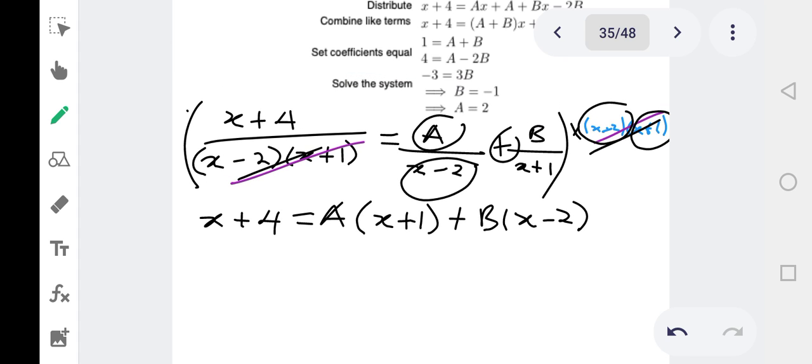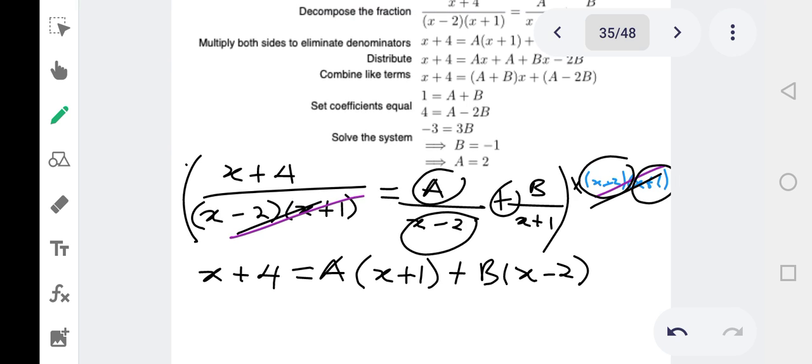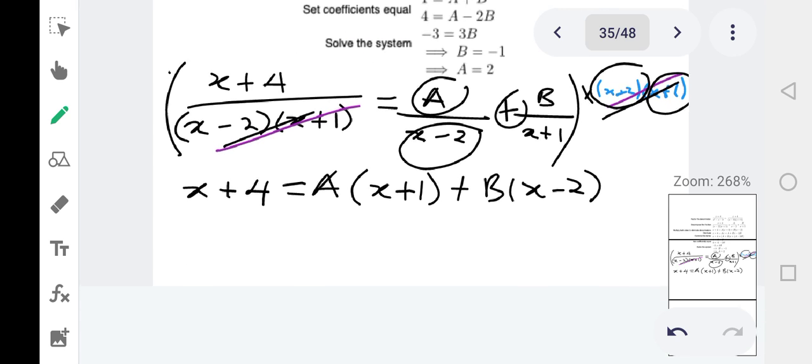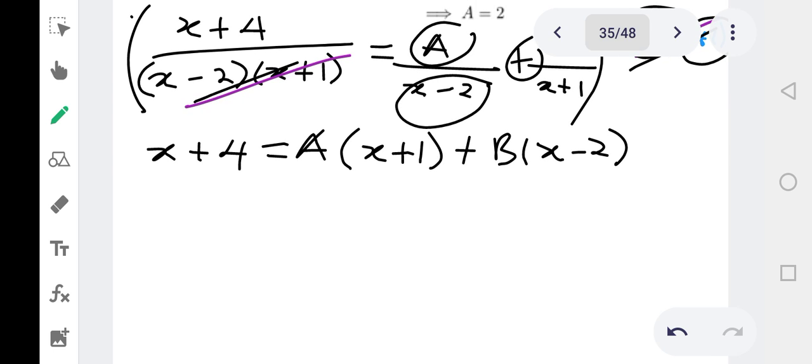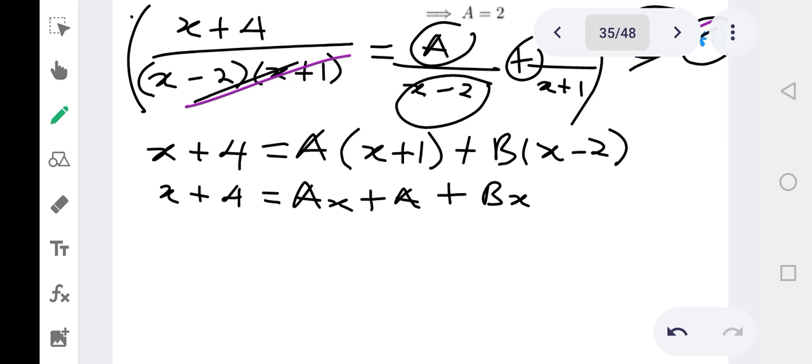So actually when you do that, there are many methods that we can use. There is what we call the distributive method, so we can distribute. What do you mean? We can distribute x plus 4 is equal to, multiply a times x and a times 1. So a times x, we are going to have ax. A times 1, we are going to have a. Then plus b times x, bx. B times negative 2, negative 2b. Like that. Then we are going to collect like terms. What do we mean? Those with x, we put them together. And those without x, we put them together.